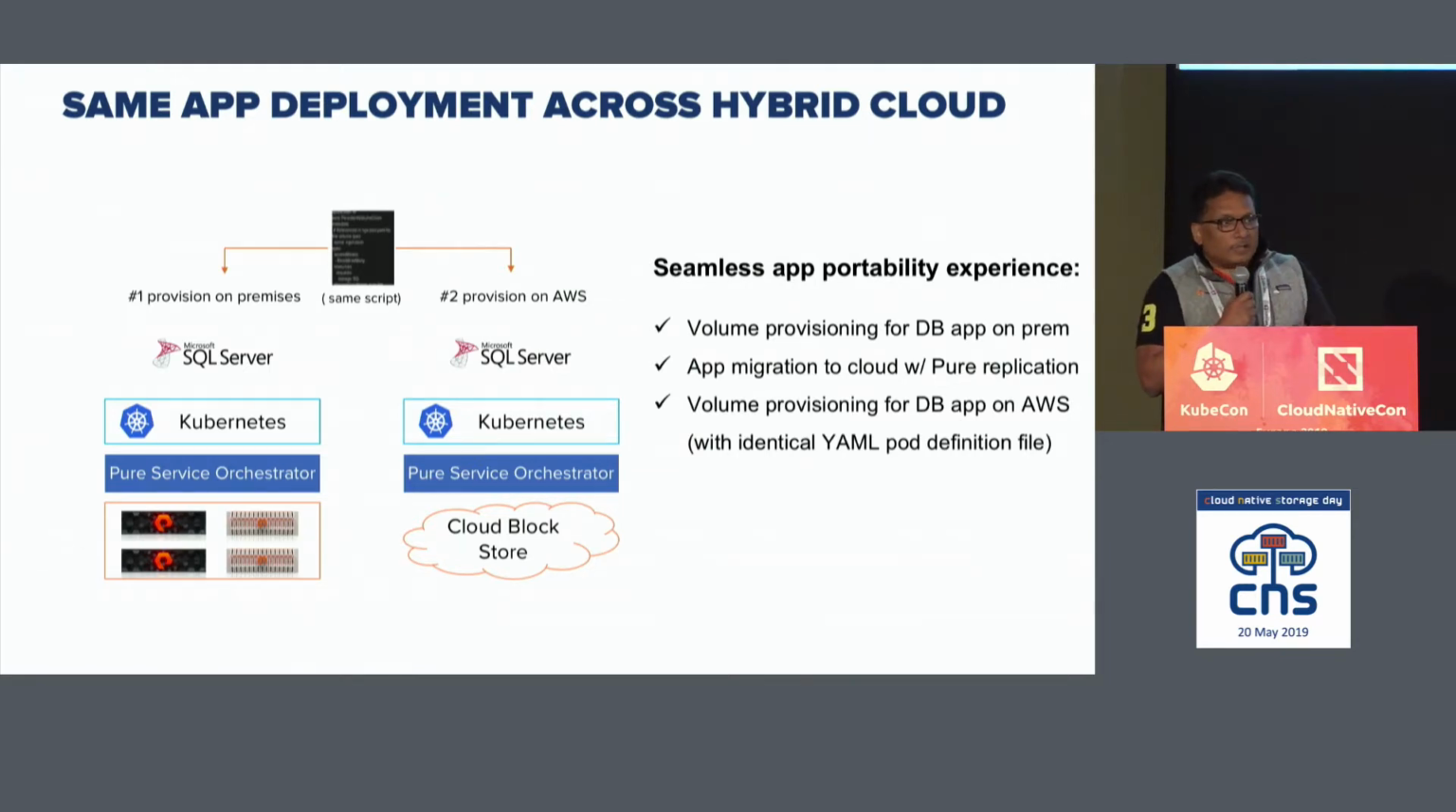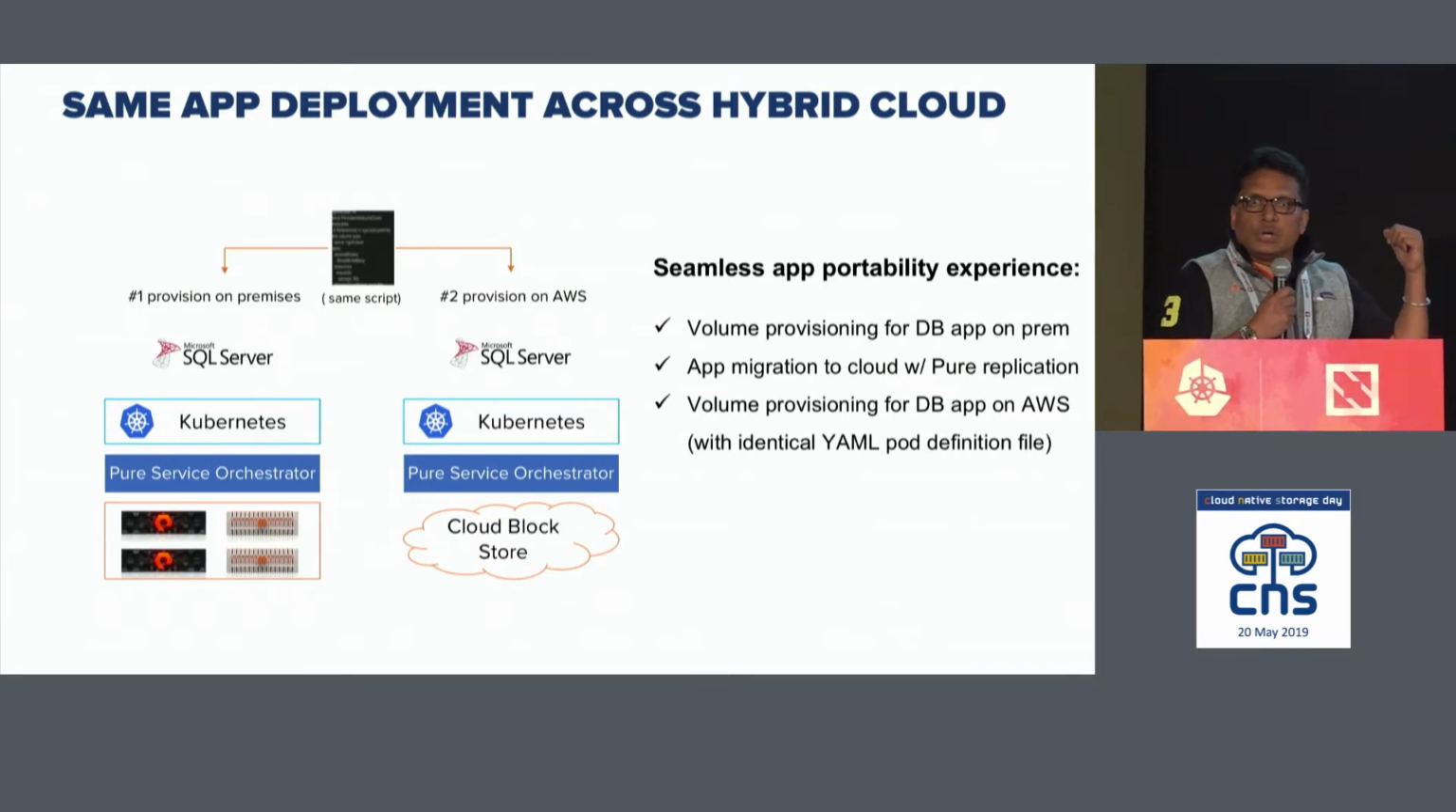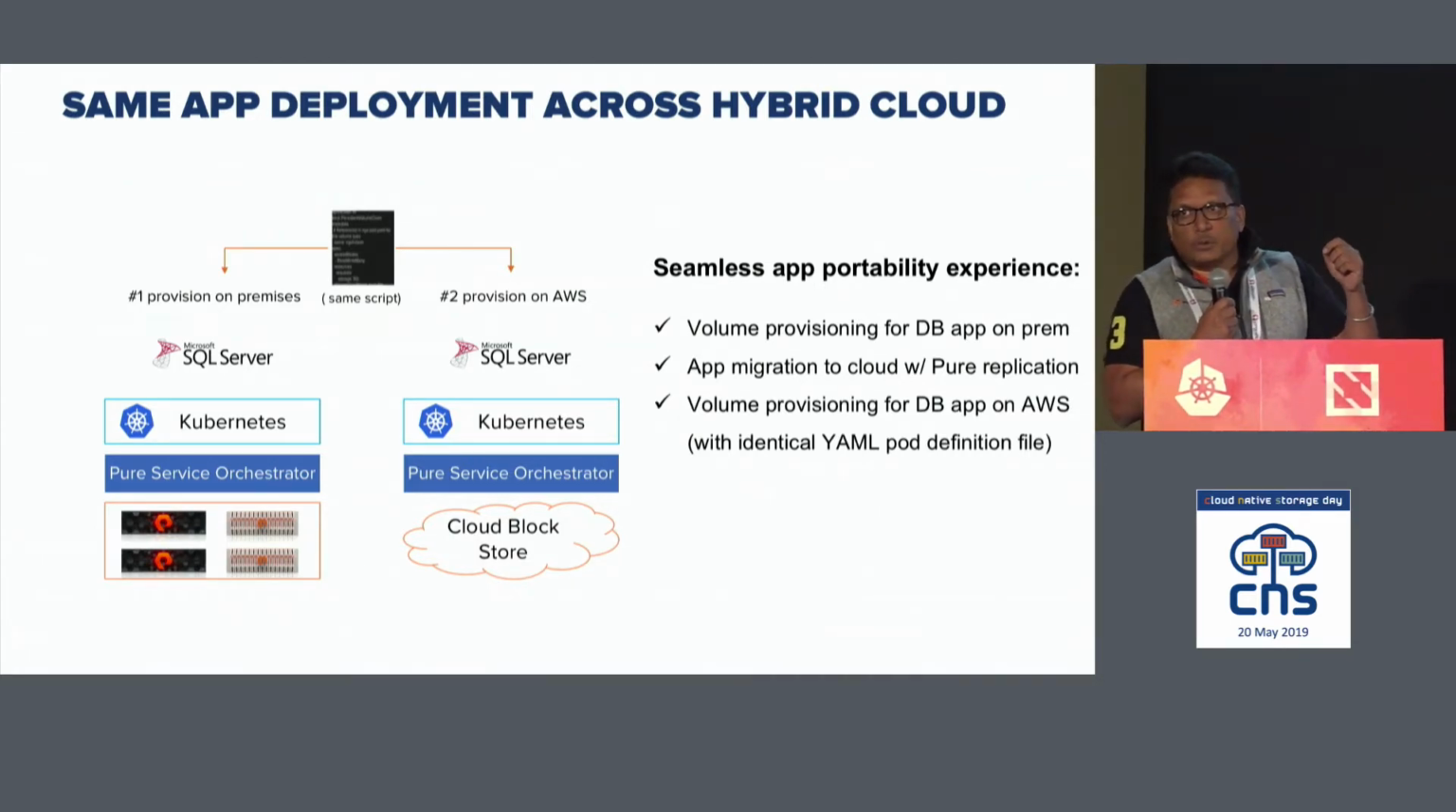Some people stopped by during the lunch break asking, hey, as long as we have APIs or a YAML file, can we provision that? Absolutely. We do that today with PSO, where you can provision your applications on-premise, or you can make it portable to the cloud in AWS, along with your data. So it is not just application portability, but we also do data portability along with it.